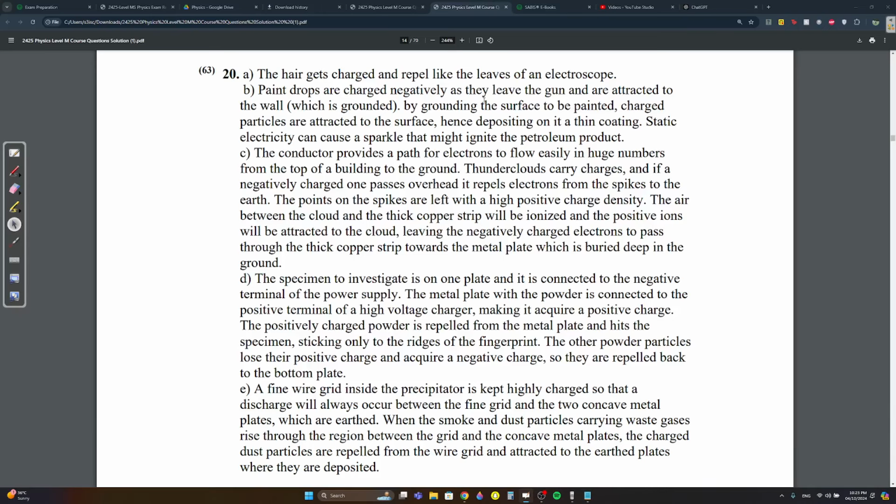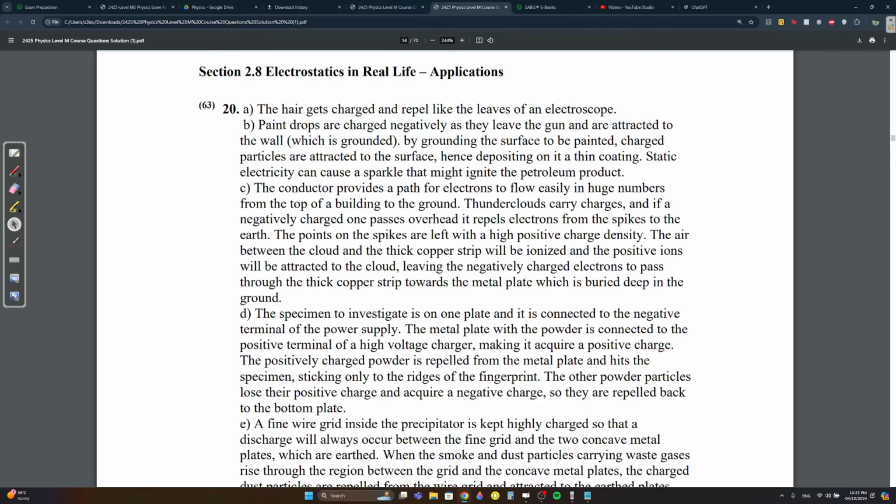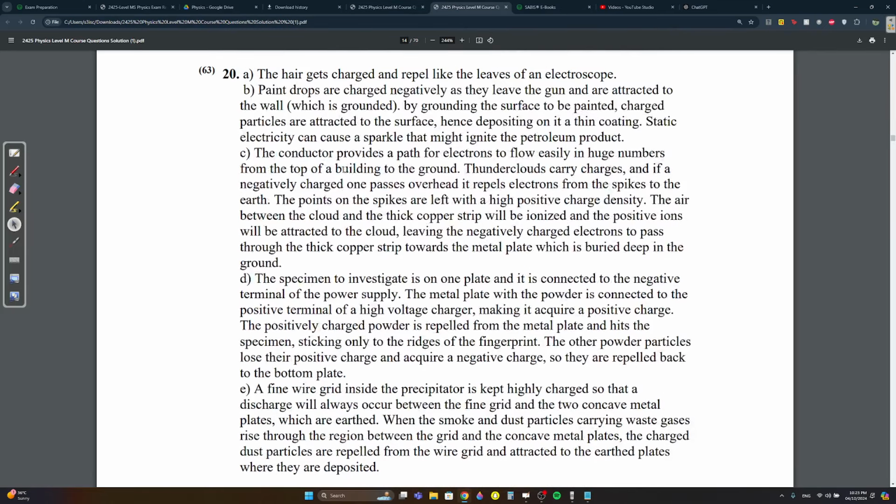That's pretty much how it works. How does the lightning conductor help protect buildings? By the way, this question is very, very important. Please note, what does the conductor do? The conductor provides a path for electrons to flow easily in huge numbers from the top to the ground.